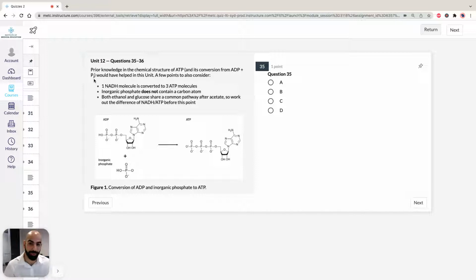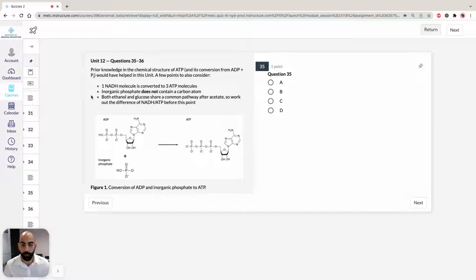It's going to help when we look at question 35. But let's just consider the fact that when we add an inorganic phosphate, there's not going to be any change in carbon number. We're adding a phosphate group. So that's what we're doing here. So just note as well, we see in the key for the diagram that one NADH molecule is converted to 3 ATP molecules. And finally, for question 36, both ethanol and glucose share a common pathway after acetate.